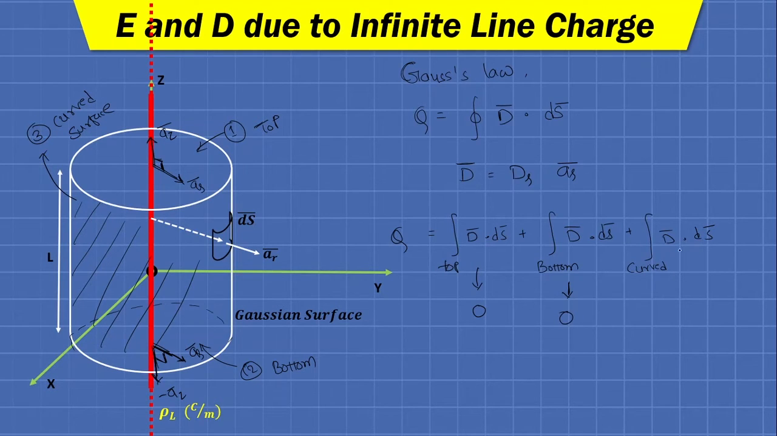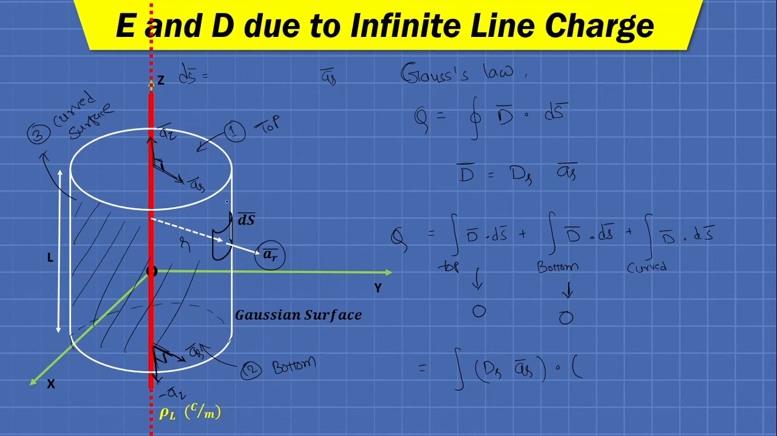The only non-zero term will be this third term, because for this curved surface the direction of D and the direction of the surface are both AR bar. Fine. So here the angle between D bar and dS bar will be 0. So for the third term, in place of D bar we write Dr AR bar, dot dS bar. For the differential surface in the direction of AR bar, we can write dS bar in the direction of AR bar.